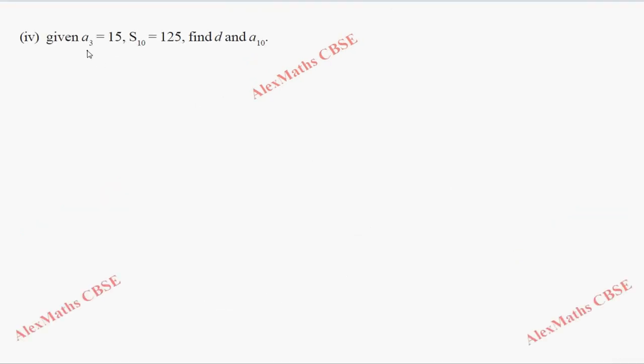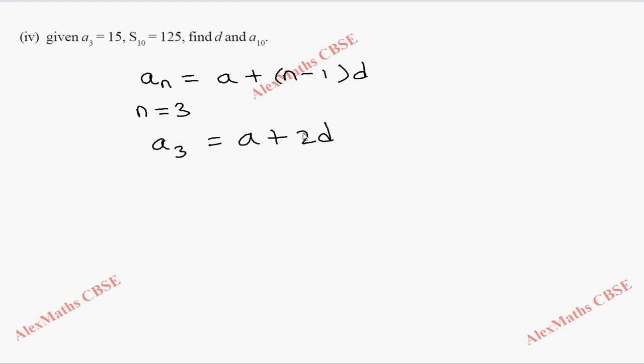Now next is the subdivision. A3 is given as 15 and S10 is given as 125. We have to find D and A10. Now A3 is given. Let's write the An formula. An is A plus n minus 1 into D. And let's take n as 3 here. So A3 becomes A plus 3 minus 1, which is 2, so 2D. A3 is 15, so I'm going to substitute 15 here. So 15 equal to A plus 2D. Let's keep this as the first equation.